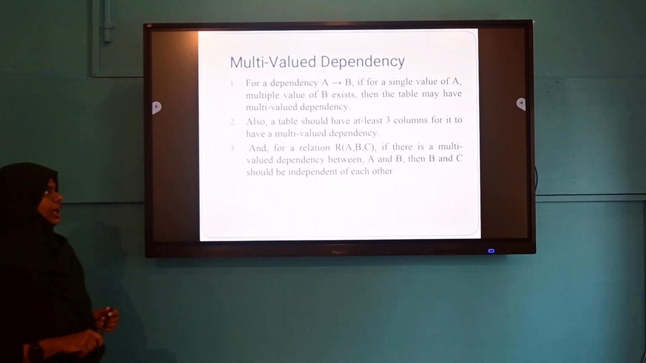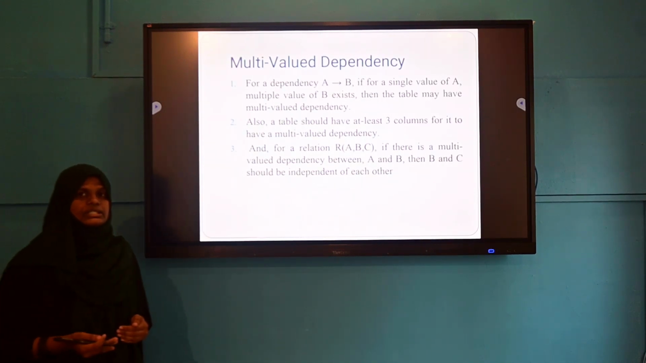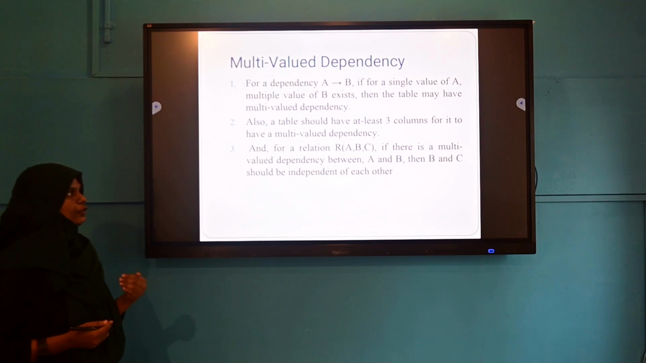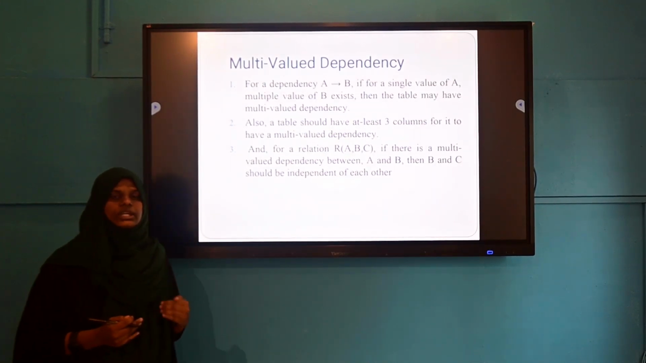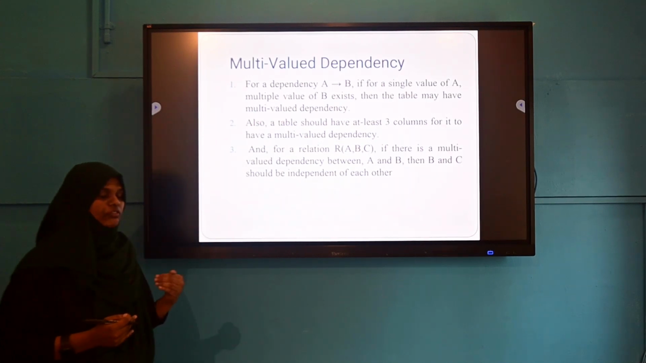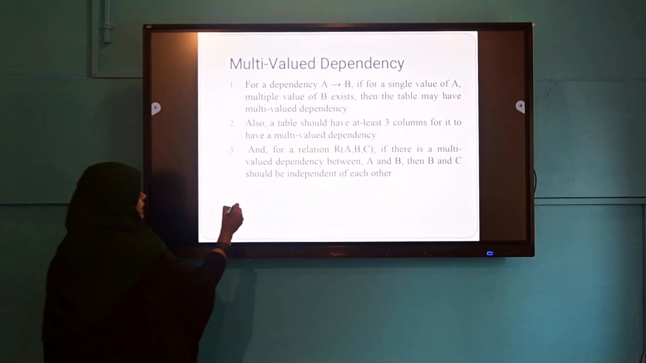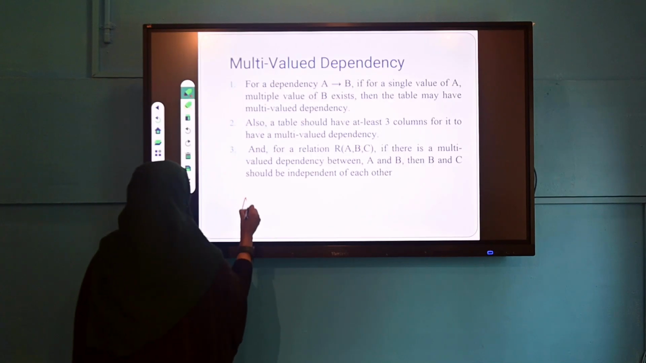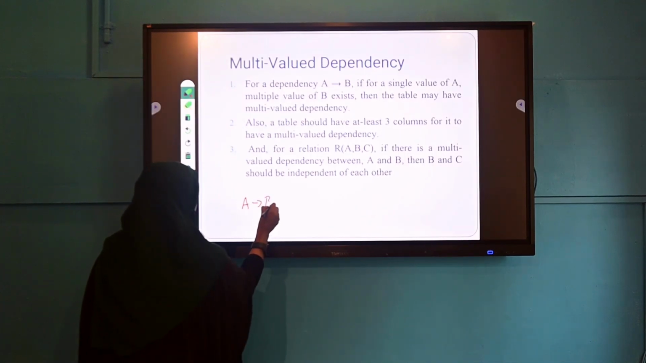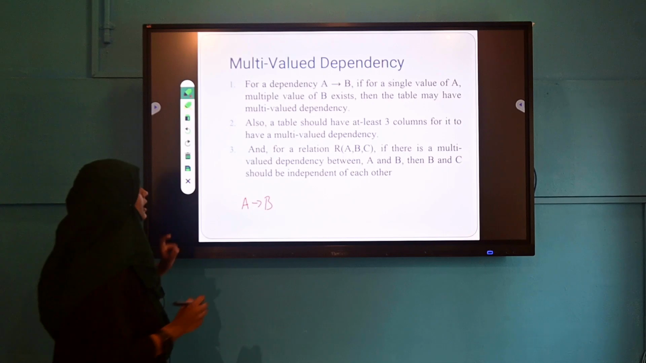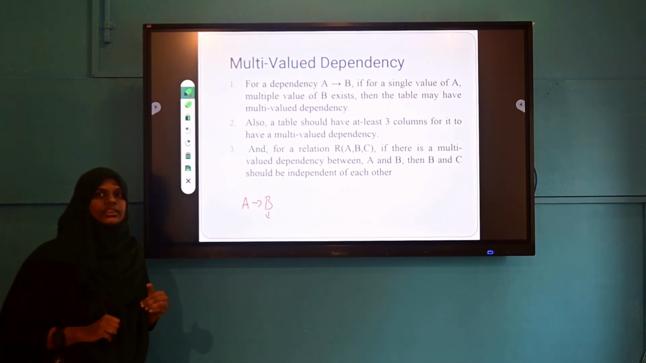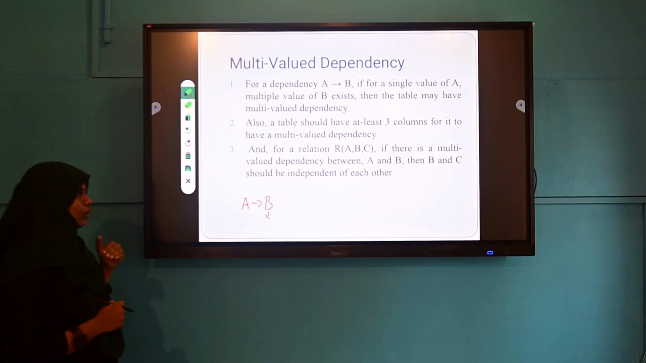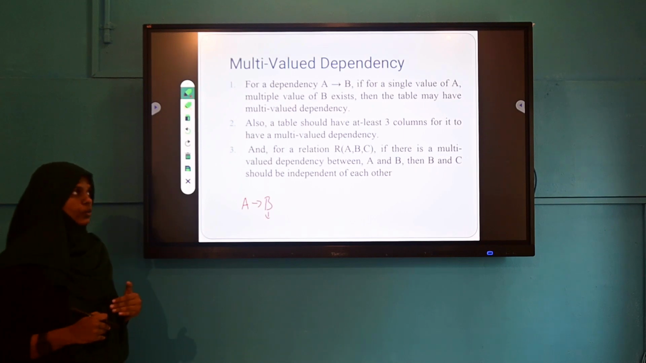Next one, multi-value dependency. For a dependency, A gives B, if for a single value of A, multiple values of B exist, then we can say that there exists a multi-value dependency. For a functional dependency, A gives B, if B gives multiple values for the determinant A, then we can say that there exists a multi-value dependency. For a multi-value dependency, we have two more rules.